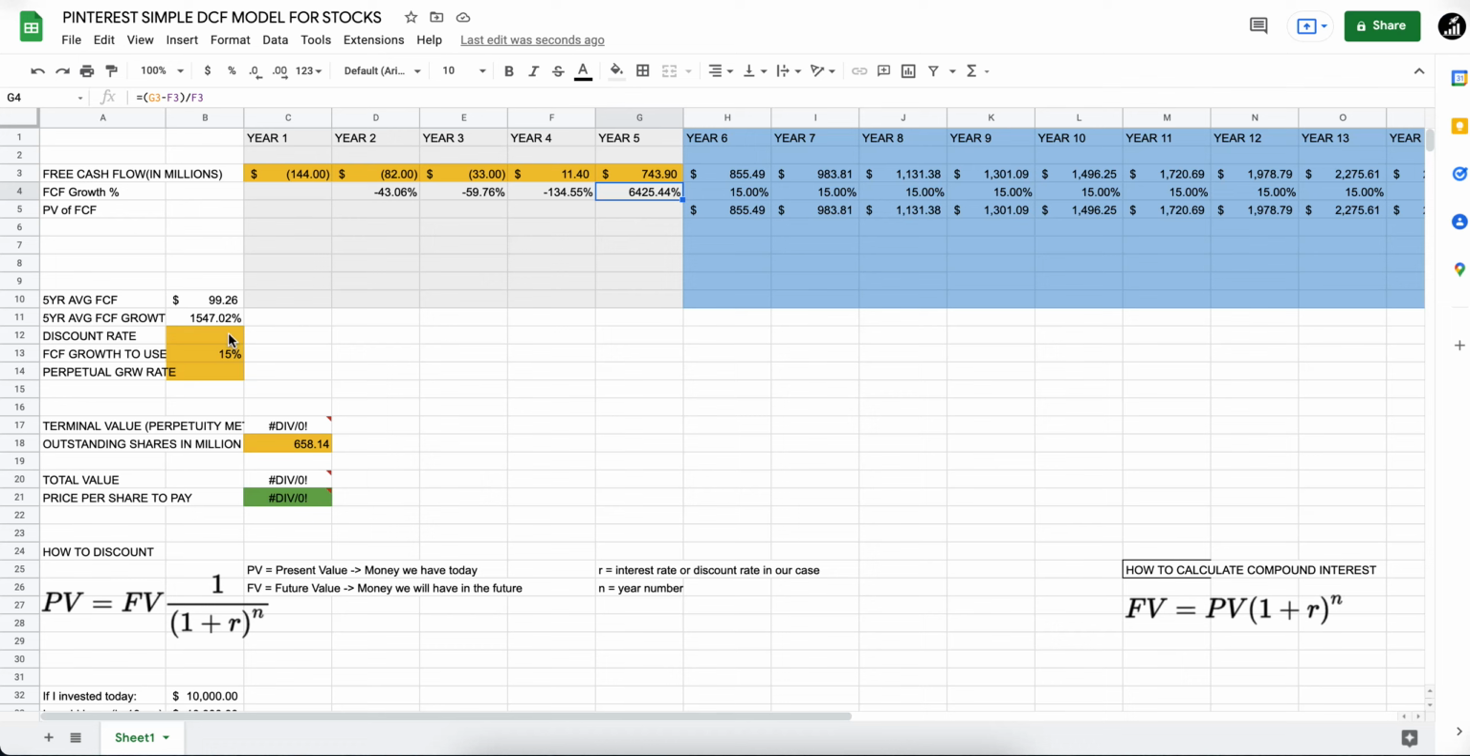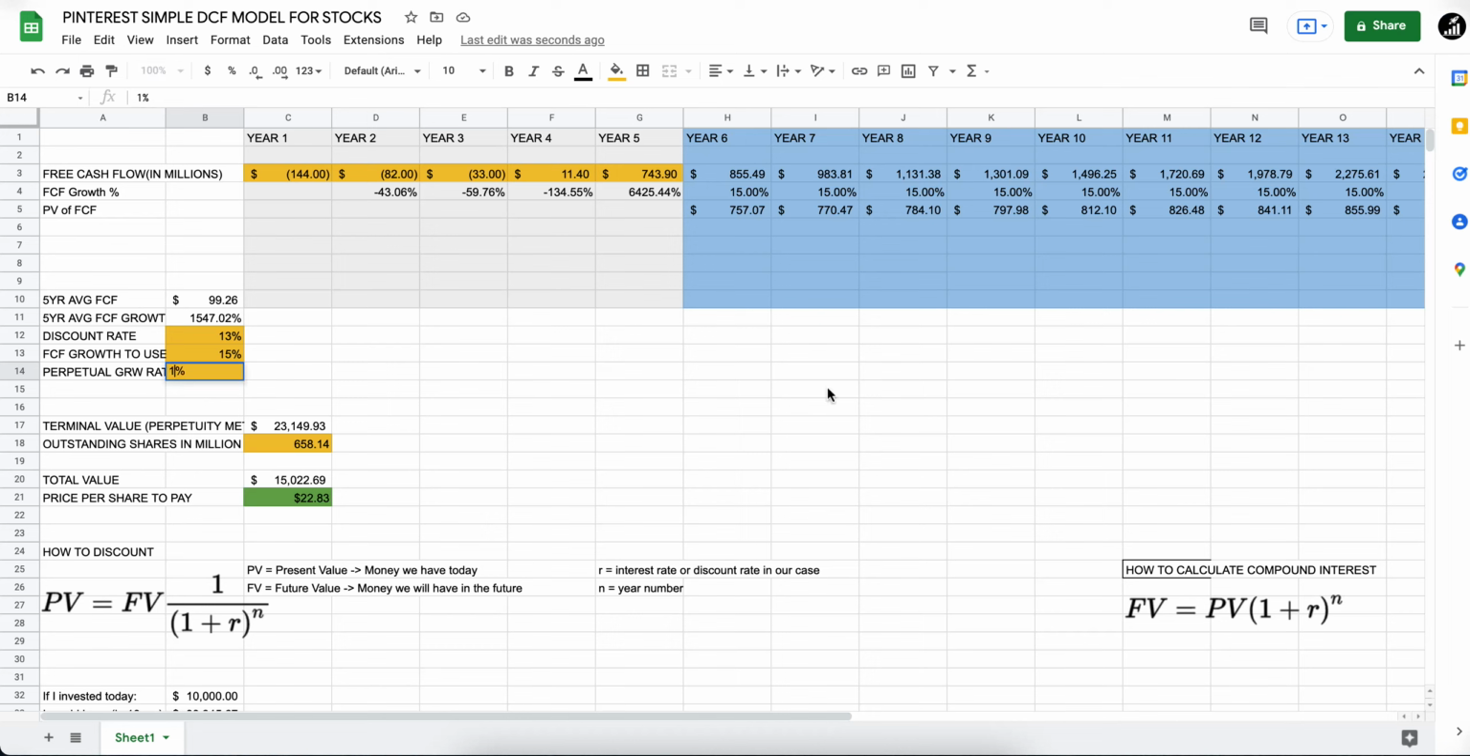And with the discount rate, we are telling the model here how much we want to be making as profit from our investment, annually, that is. And so I'm going to go with 13%, which I think is fair. And the perpetual growth rate helps us calculate the terminal value.